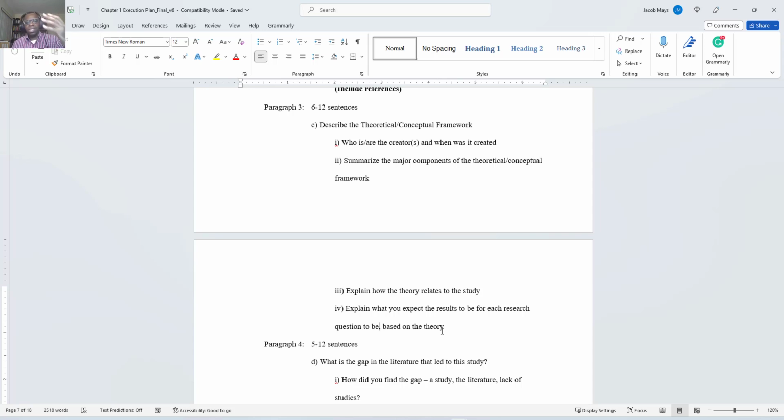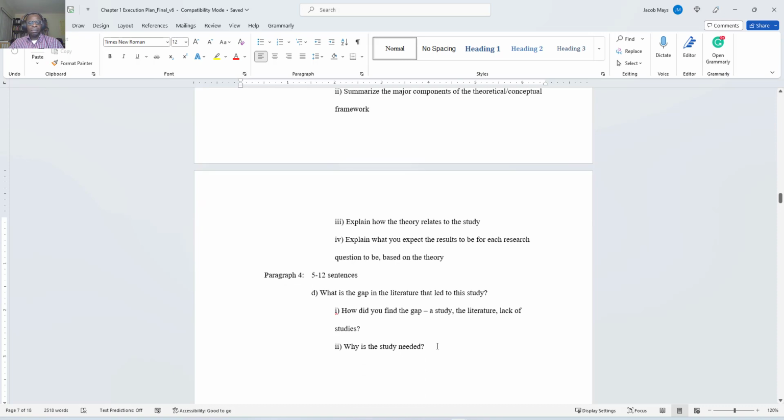So you would say, based on the theory of mothering, which you've already described, we expect there to be a significant difference in the birth weight of the babies between those who were breastfed and those who were not breastfed. And you do that for each research question, okay? Because you describe the conceptual framework, you talk about how it's related to your study, and then lastly, you talk about what you expect the results to be of your study by research question based on the theoretical framework, because you're going to use this information in chapter 5, okay?